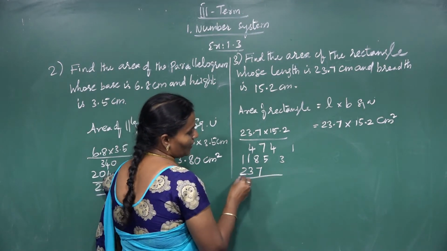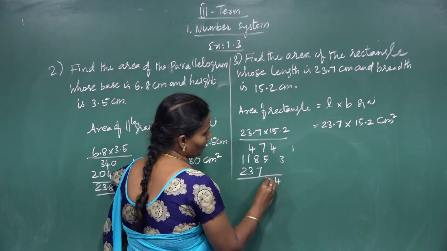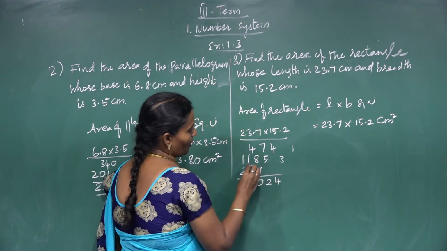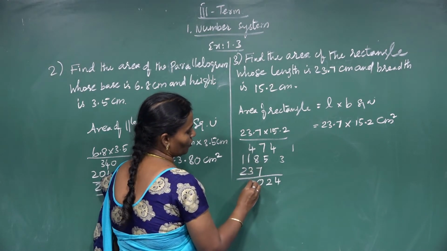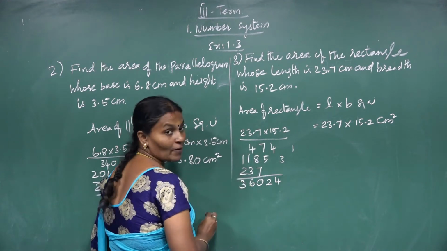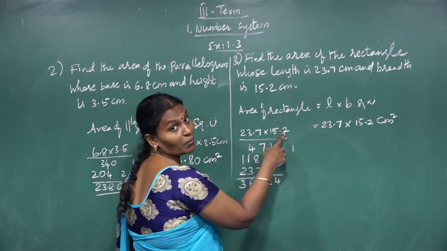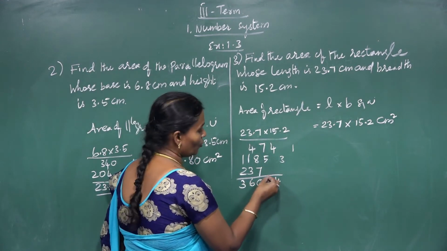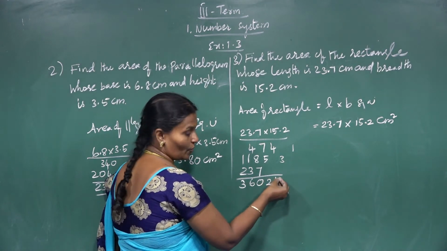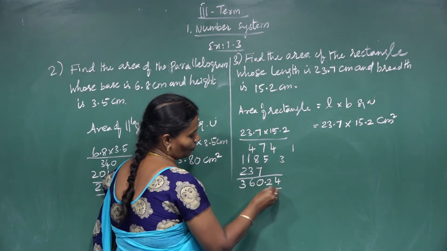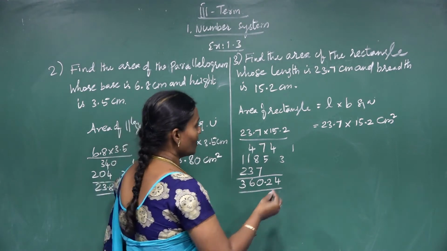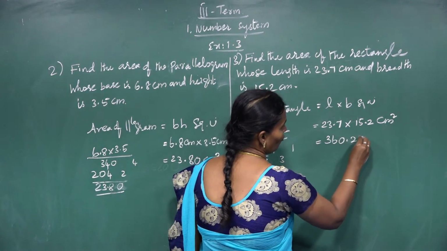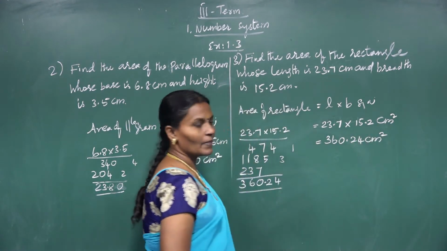Okay, see now add this, here 4, here 12, remaining 1, so 5, 13, 20, remaining 2, here 4 already, 4 plus 2 is 6, here 3. Okay, so now count how many decimal numbers: here 1, 2, 2 decimal. So you put the decimal point after 2 digits, from right to left. So what is that answer now? 360.24 centimeter square. That is the answer.